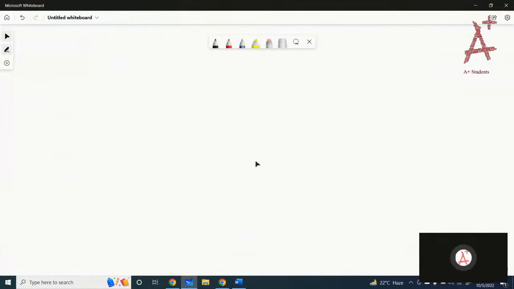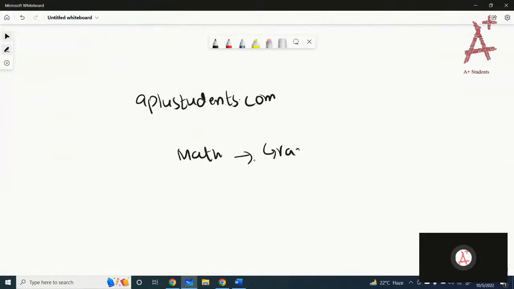You can find all the lessons on aplusstudents.com. You have to select math from the subject tab. Then you have to scroll down to grade 7, and the chapter we are working on is integers. Got it? So please make sure you have your notebook and pencil so that you can note down the important points.